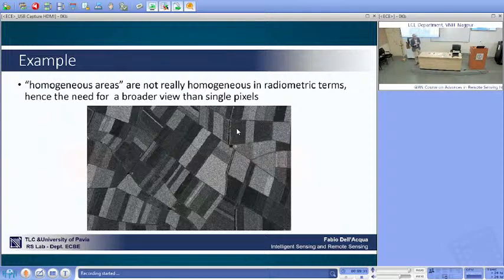Okay, so in this sense, what you input into a classifier, or what your classifier leverages, is not necessarily spectral information. Okay.